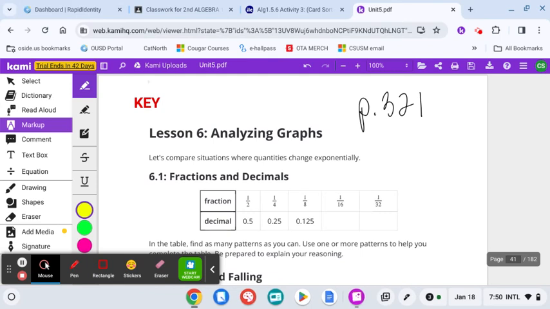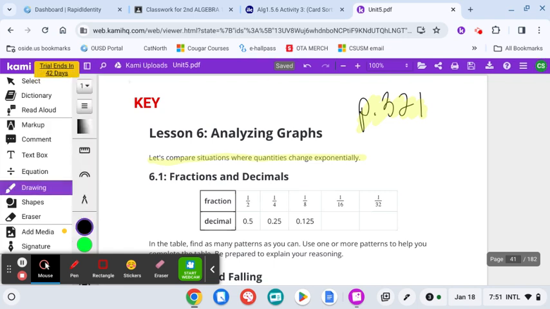This is Unit 5 in your Algebra 1 student workbook, page 321 in Illustrative Mathematics by Imagine Learning. Let's look at our lesson objective for today. We're going to be comparing situations where quantities are changing exponentially.